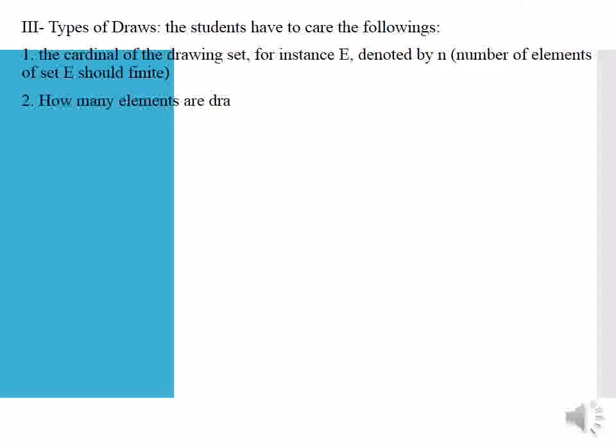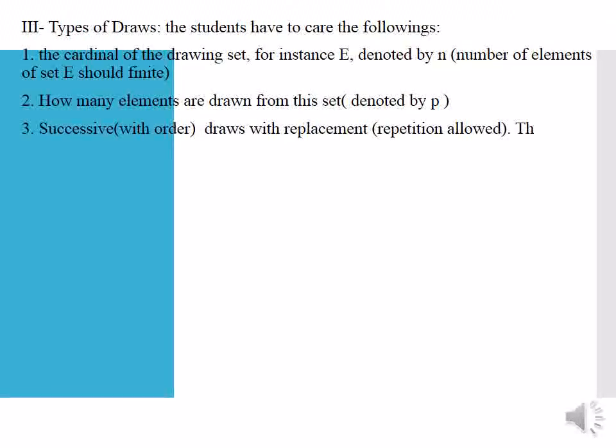The second main point that the students have to know: how many elements are in this set in the first place, and second, how many elements are drawn from this set. How many elements are drawn from this set is denoted by p, the number of drawings. p is the number of drawings from the set E.